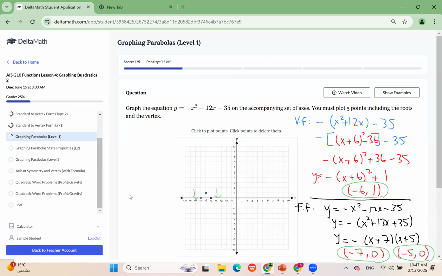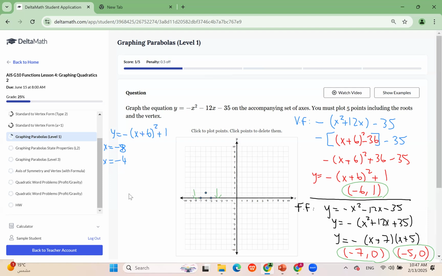I'm going to use vertex form this time to plug. It doesn't really matter which form you choose. So y equals negative (x plus 6) all squared plus 1. Try it with x equals -8 and with x equals -4. The two values that we decided to take other than the 3 points.